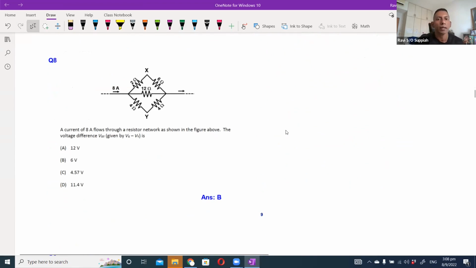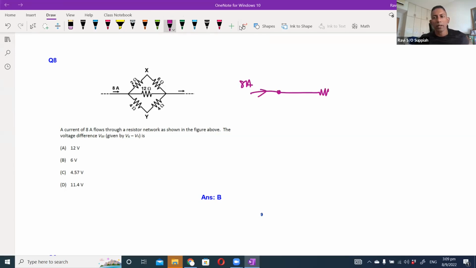Okay, let me move on. Question 8. You have a current of 8 ampere flowing through a resistor network, and you have to find the voltage difference between X and Y. If you want, you can redraw it. I'm just going to redraw it to show it more clearly.